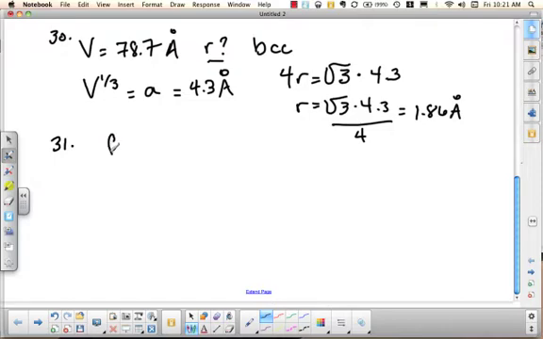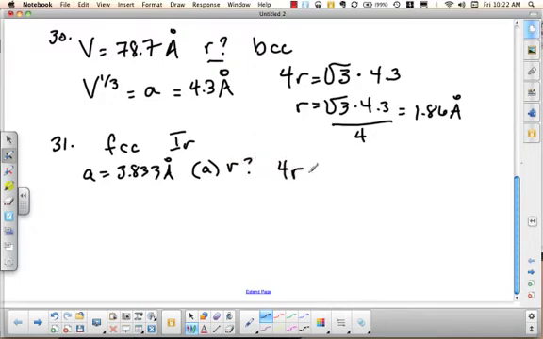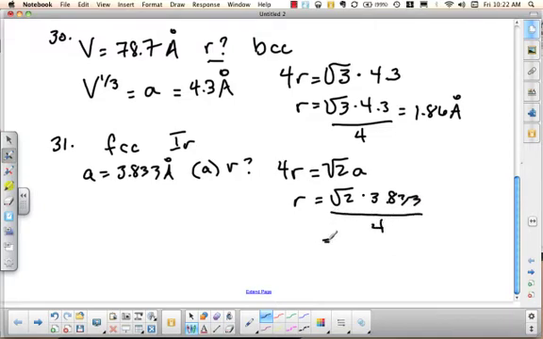This is a face-centered cubic system. It is iridium. And they give you the length of the unit cell, so it's 3.833 angstroms. And they want you to calculate the atomic radius in angstroms. So they want R. And it's face-centered cubic, so we're going to use the relationship between R and A, which is 4R is equal to the square root of 2 times A. So R is equal to the square root of 2 times 3.833 divided by 4. And so R is equal to 1.36 angstroms.